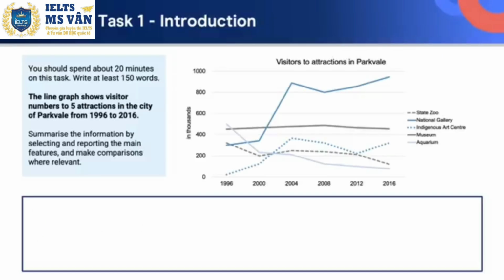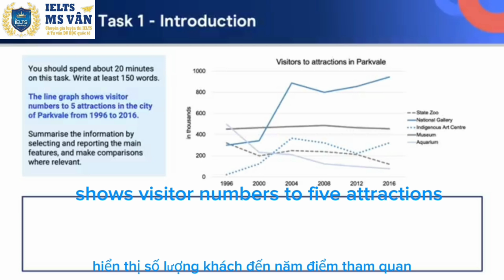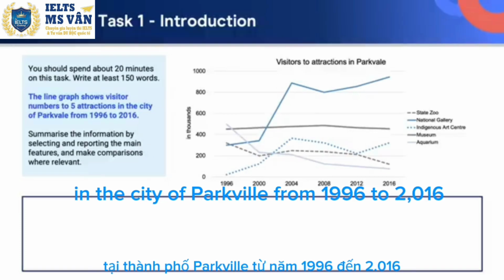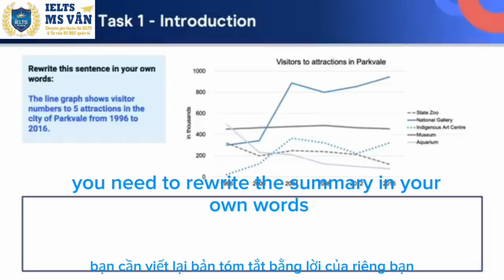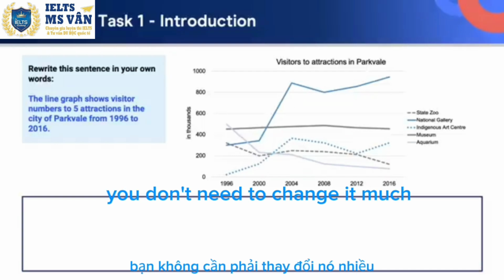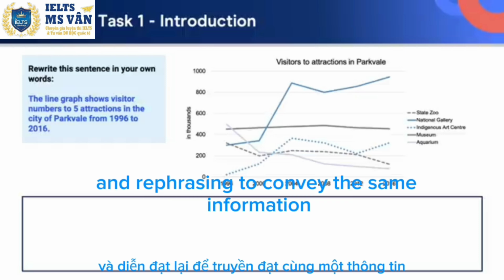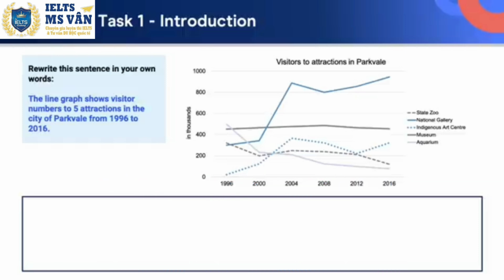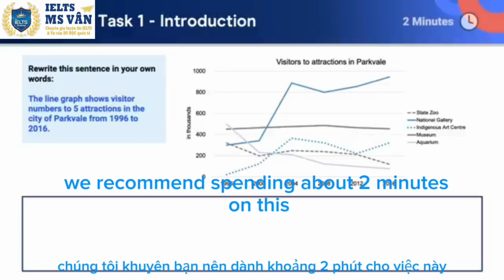Let's start with the introduction. Here's the summary. The line graph shows visitor numbers to 5 attractions in the city of Parkville from 1996 to 2016. For the introduction, you need to rewrite the summary in your own words. This is a quick process. You don't need to change it much, just show that you understand it and you can use synonyms and rephrasing to convey the same information. Feel free to pause the video and write your introduction now. On test day, we recommend spending about 2 minutes on this.